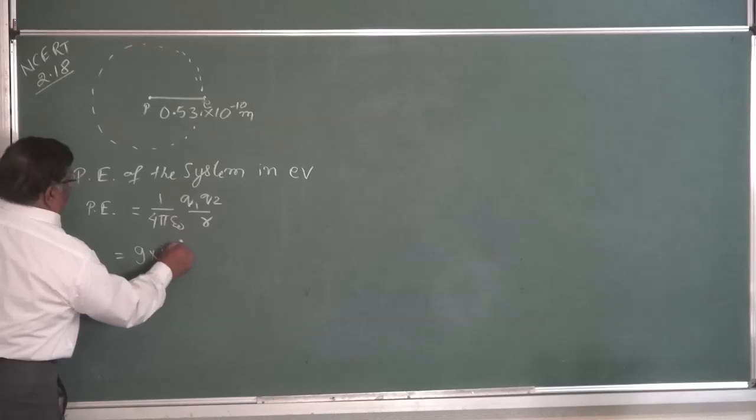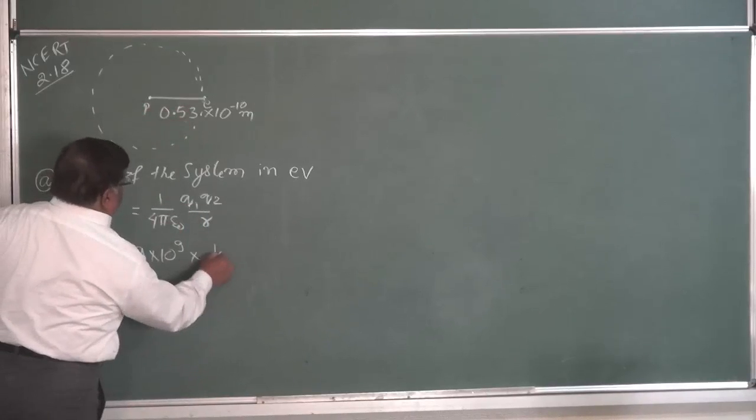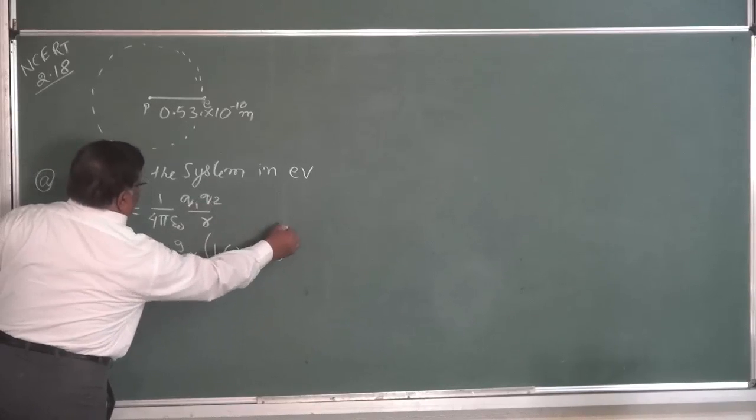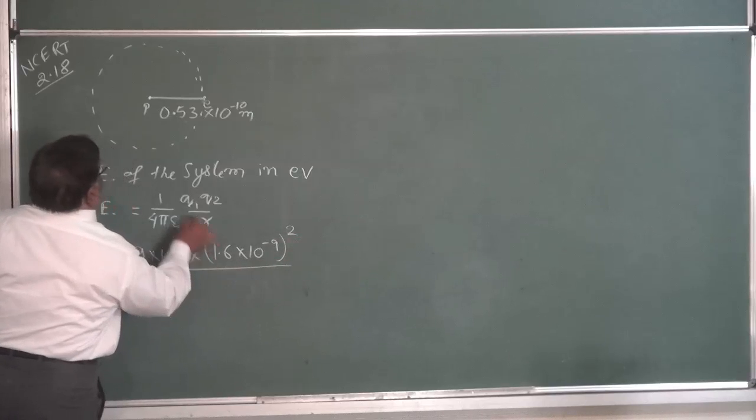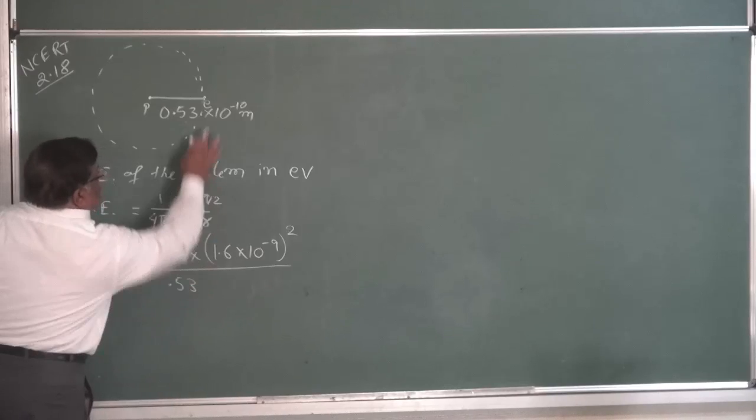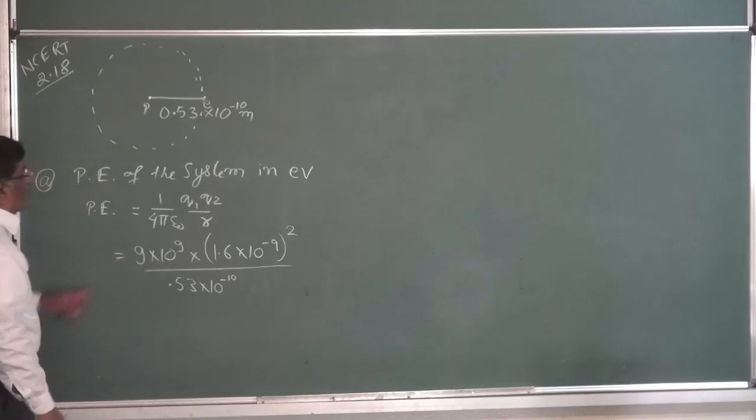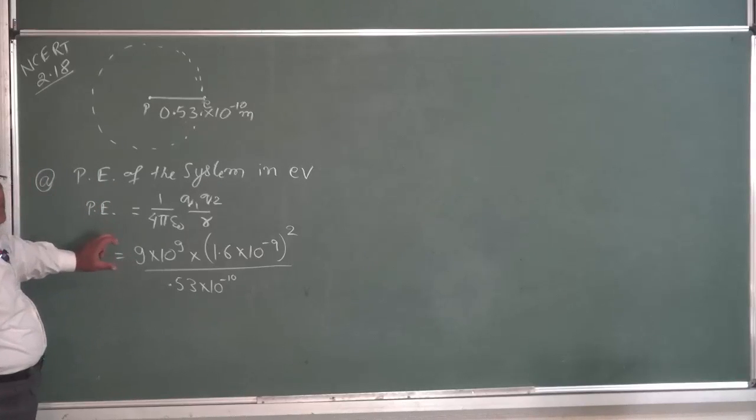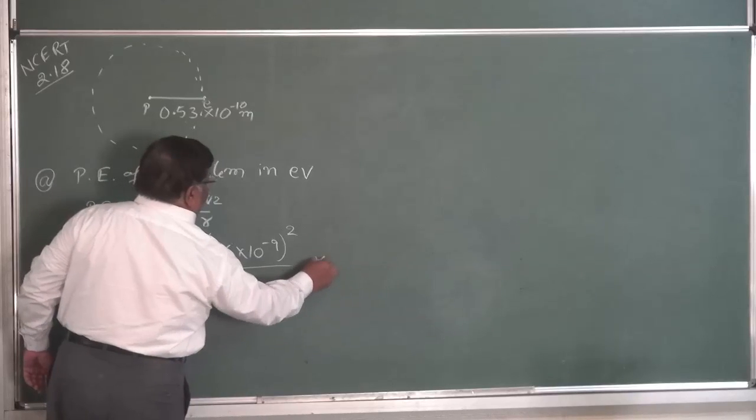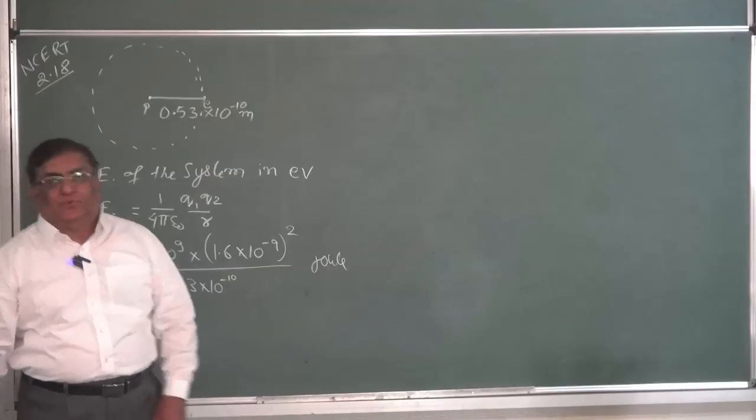9 into 10 to the power 9 into the charge on proton and charge on electron, 1.6 into 10 to the power minus 19. Both are same, so we will put it square. This is to be divided by R, the distance 0.53, in SI system 10 to the power minus 10 meter. Now this is potential energy in SI system. So in SI system the answer will be in joule, but they want us to find out in EV, so how to convert joule into EV?